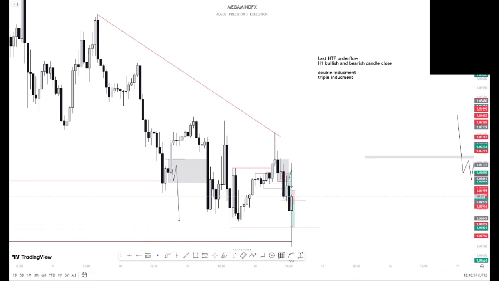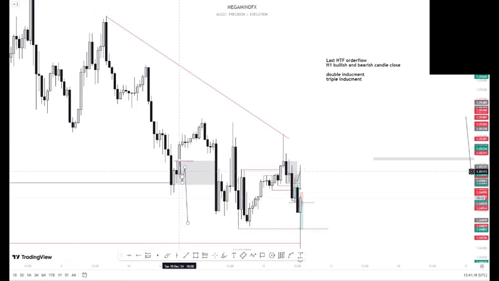Now, in this case, price didn't respect, and of course, I told you what we want to find. We want to see triple inducement before we buy, just like we had here. Price didn't give us that here. It just fell, and there was no trade basically. So this is what I consider as last sell order flow.